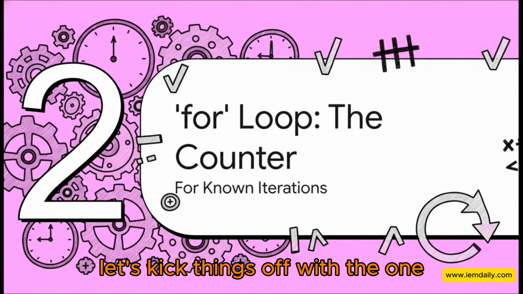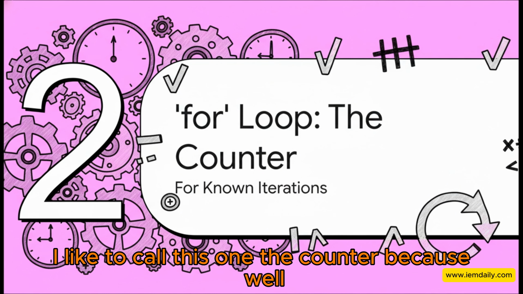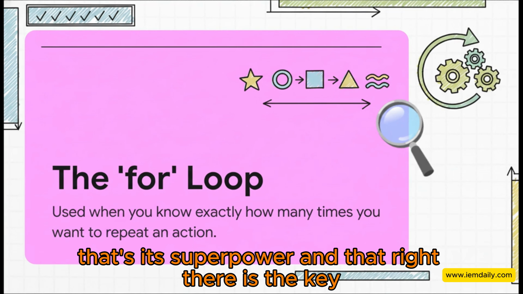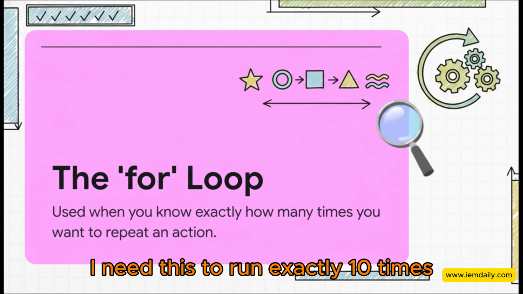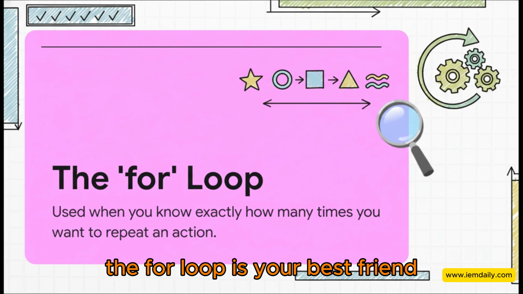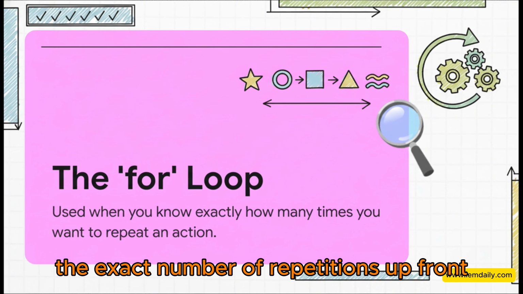Let's kick things off with the one you're going to see all the time, the for loop. I like to call this one the counter because, well, that's its superpower. And that right there is the key. If you know, without a doubt, I need this to run exactly 10 times, or I need to go through all 50 items in this list, the for loop is your best friend. It is built for situations where you know the exact number of repetitions up front.